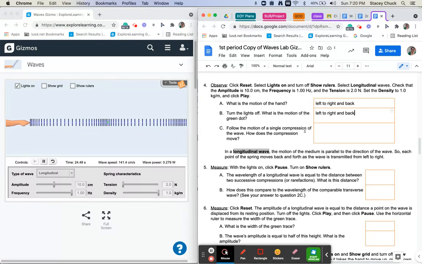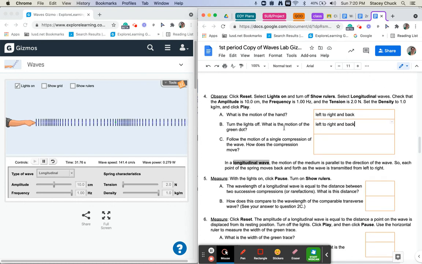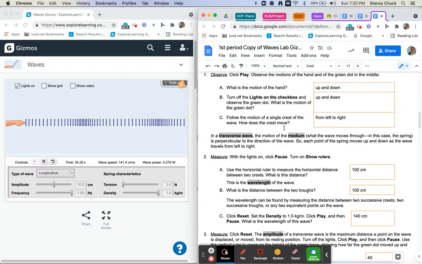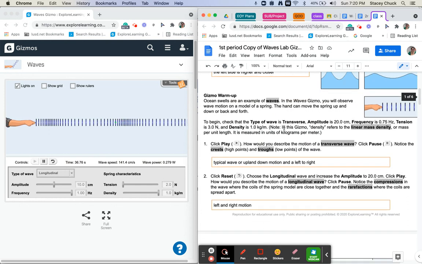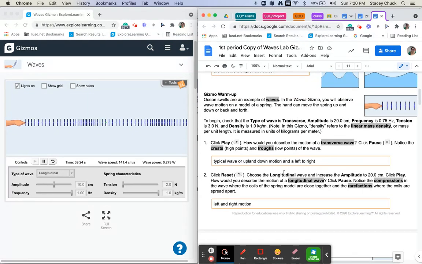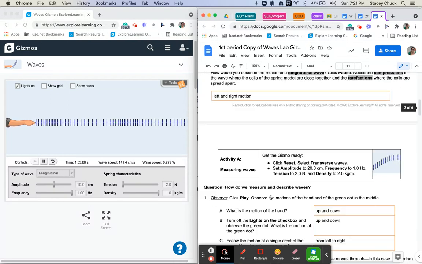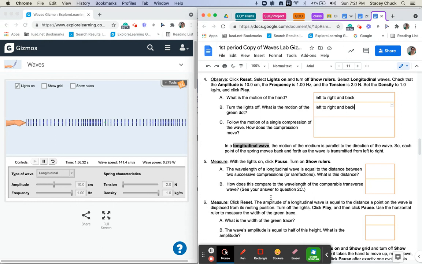Follow the motion of a single compression of the wave. How does the compression move? That is a vocab term. So if we don't know what it is, let's scroll up and look for it. So compression. There we go, highlighted in gray. A compression is where the springs are close together and the rarefactions are where the coils are spread apart. So back down to our questions here. The compression is where it's close together. So the compressions are moving from left to right.